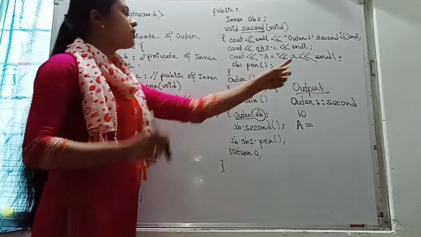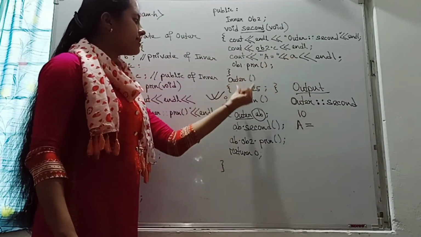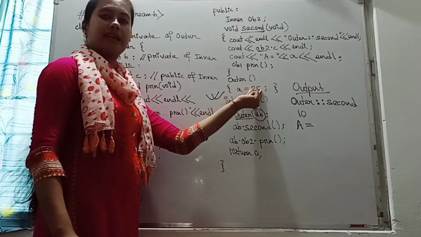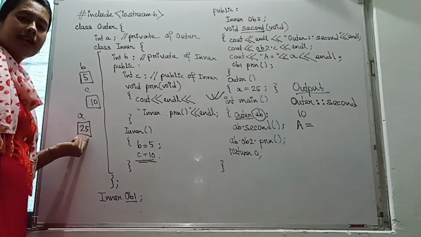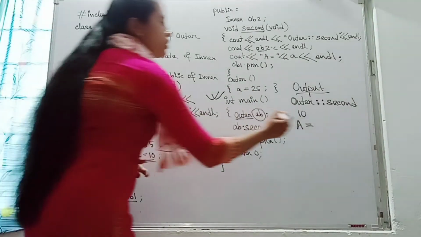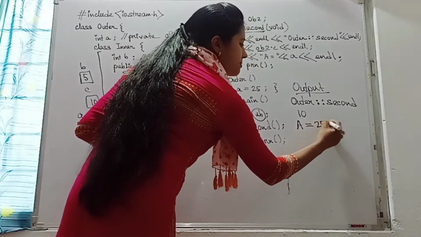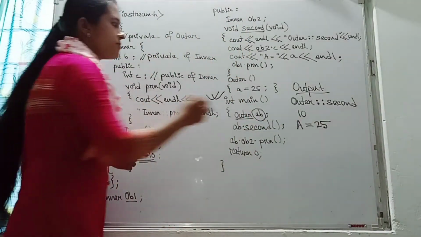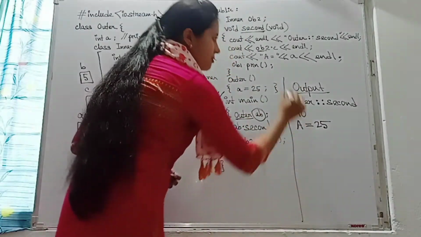So A equals to, it will access from A. Where is A declared? You see, A is declared here. What is the value of A stored in the memory? 25. So A's value will be displayed as 25. Okay. This is my output screen.